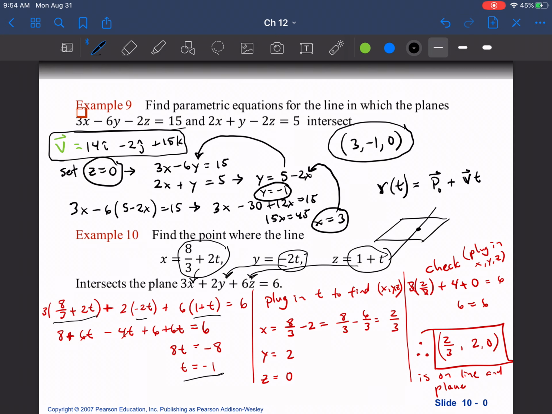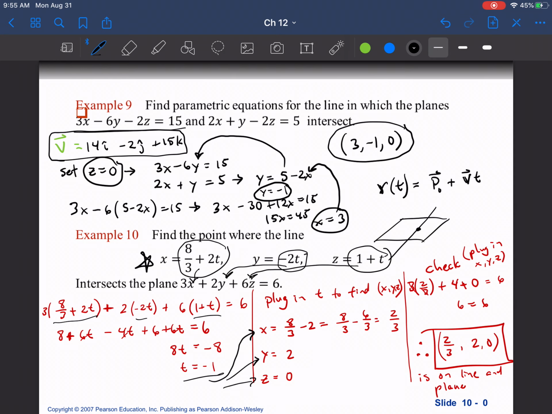And so this tells me that when t equals negative 1, my line is going to have a specific value, but that value is also a point on the line. And so I take that t equals negative 1 value, I plug it back into my equations for x, y, and z, these ones up here. So I plug that in, and I go right through to this point, and I get 2/3 for x, 2 for y, and z equals 0 by plugging in that negative 1.